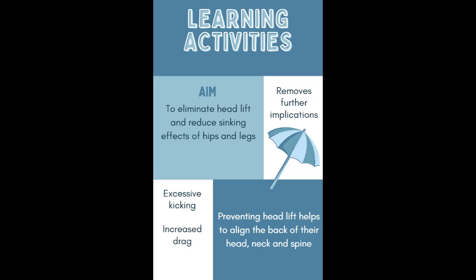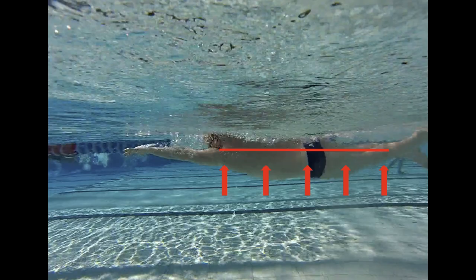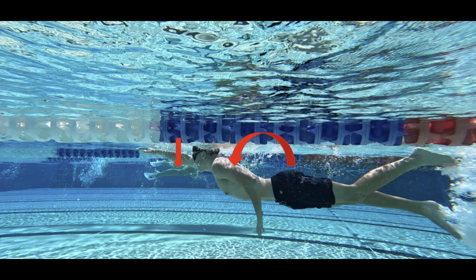The activity selected will aim to eliminate head lift and reduce the sinking effect of the hips and legs. By solving these key issues, it eliminates further implications that arise, such as excessive kicking and increased drag. Removing the learner's habit to lift their head and instead tucking the chin will first help to align the back of their head, neck, and spine. This horizontal alignment helps to ensure buoyant forces are distributed evenly across the body. This is achieved as the tucking of the chin drops the upper body lower in the water, allowing the buoyant properties of the air in the lungs to support the lower body more effectively, ultimately increasing overall buoyancy.